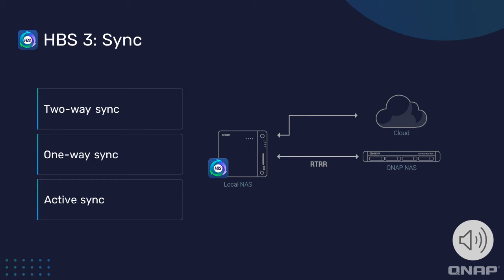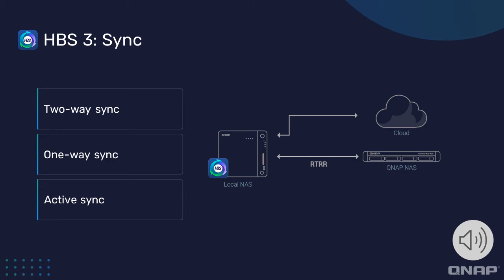A two-way sync will first delete all of the data from the remote folder that you sync the NAS with and add all of the data from the NAS folder that you are syncing, so that both the local folder on the NAS and the remote folder are the same. From that point, any change in one folder will be made to the other, whether adding a file or deleting a file.